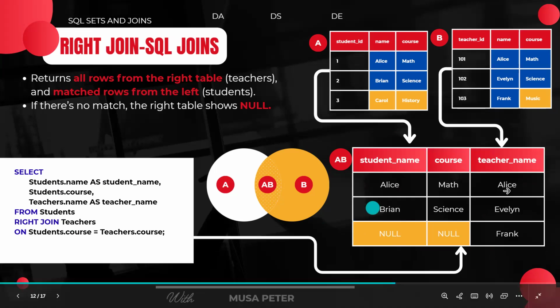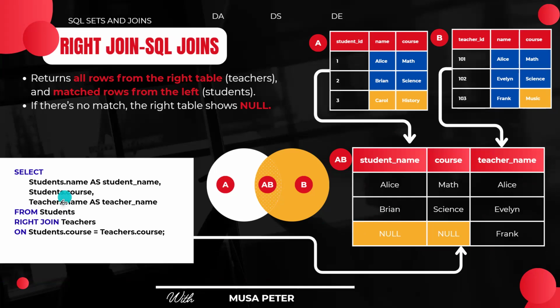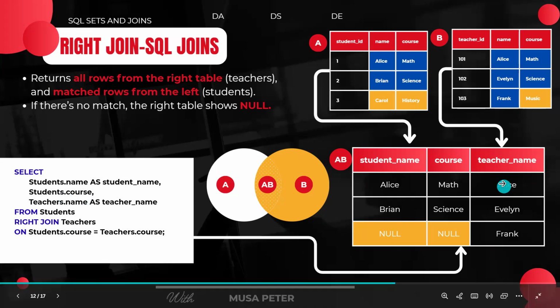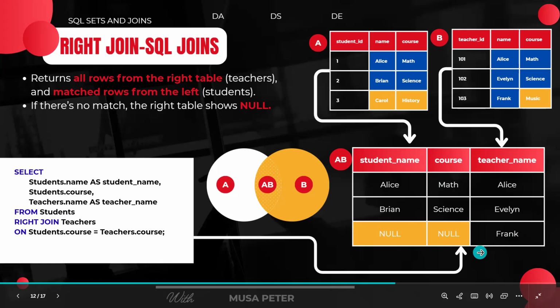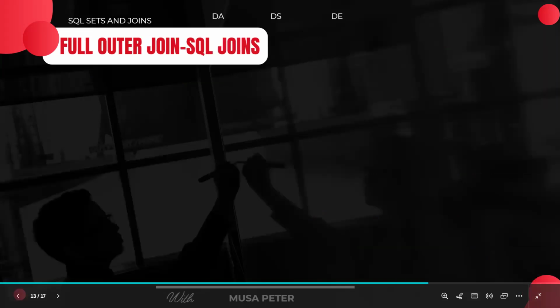So this is the result of our query. Remember, we had only selected the name of the teacher from the teacher's table. That is why we only have one column from the right table. So we have Alice, Evelyn, and Frank. And then from the left table, we have these values. The two rows are matching. The courses were matching, but the third row did not match. That is why we are having nulls. That is what happens with the right join. And I hope, guys, you are following.